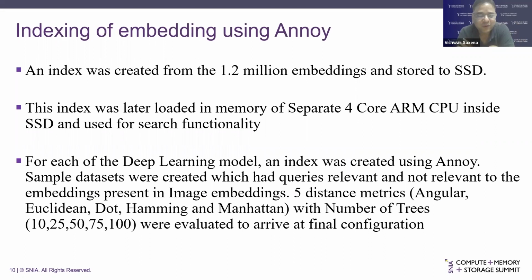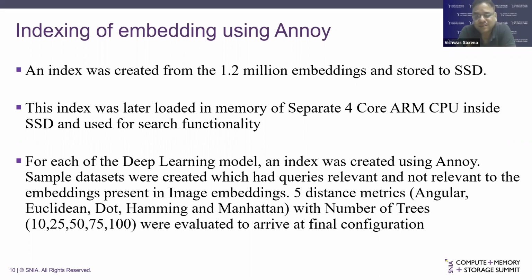Let's take a deeper look at the indexing. The index was created from about 1.2 million embeddings in one batch. Basically, we had 10 embeddings per image, so a batch of 12K images resulted in 1.2 million embeddings. This index was later stored in the memory of this separate quad-core ARM and used for search. And for each of these deep learning models, the index was created using Annoy.